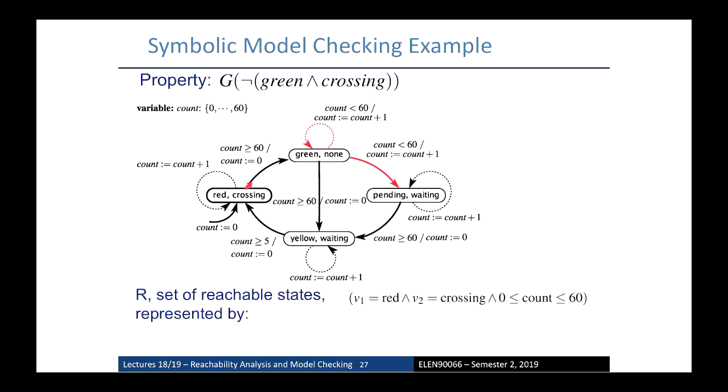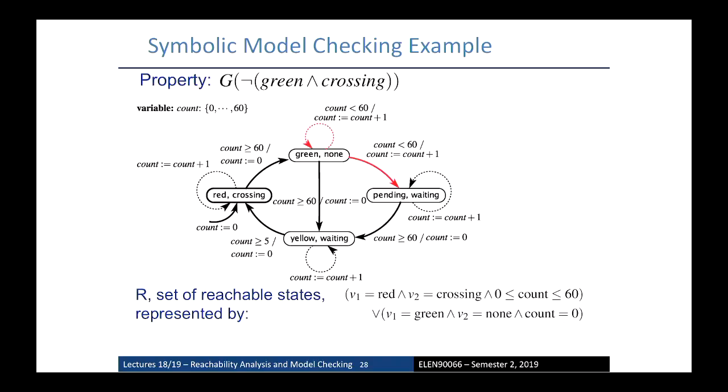So breadth first, well, we've only got one guard that could possibly be true coming out of that state. And that leads us to arrive at green none and look at the landscape from there. And the set of reachable states from there is firstly count being reset. So we're in green, none, and count is now 0.